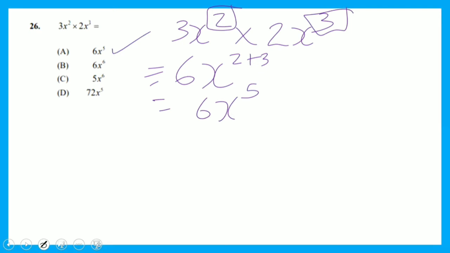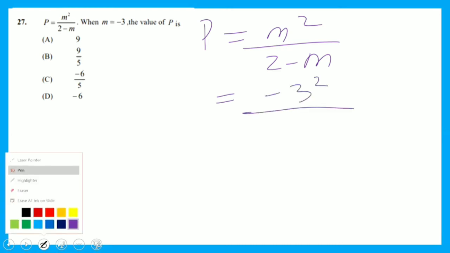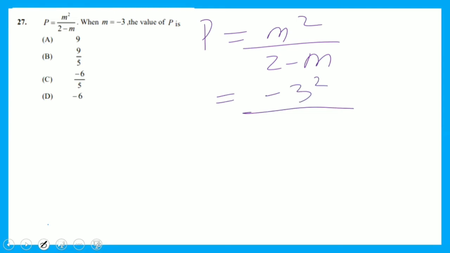We will now move on to our final question for today. This is substitution. It says P is equal to m squared over 2 minus m, and we should find the value of P when m equals -3. Of course, you just pause and reread the question again. So you take your time and you substitute. M is -3, so this is going to be -3 squared. And be careful not to leave it like that. M is being squared, which means -3 is being squared, so you must put all of -3 in a bracket, to show that it's not just the 3 that's being squared, but the -3.